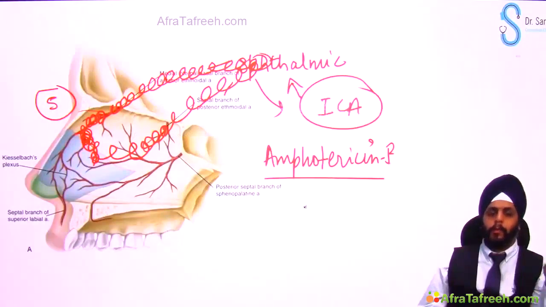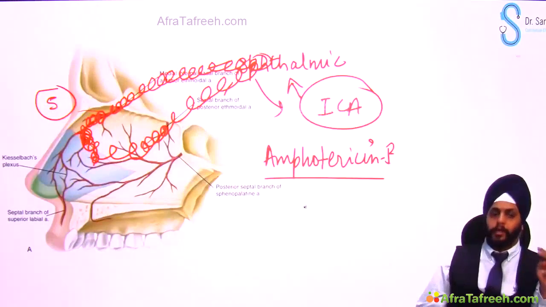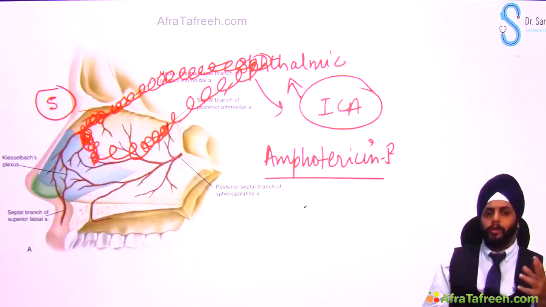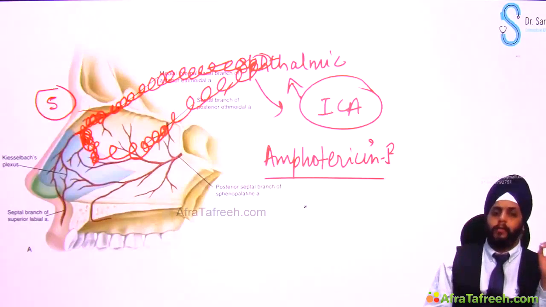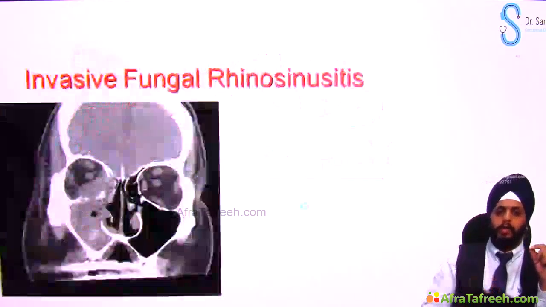We also sometimes have to do surgical debridement. We have to remove the dead necrotic tissue which has the fungus mass. But amphotericin B is the mainstay of treatment. This is the life-saving drug over here. It saves the patient. This is the drug of choice and the treatment of choice, amphotericin B.